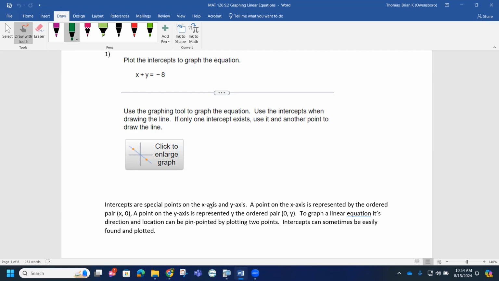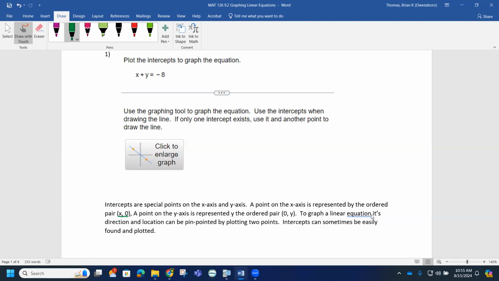Intercepts are special points on the x-axis and y-axis. A point on the x-axis is represented by an ordered pair (x, 0). So notice that if you're on the x-axis, the y value must be 0. A point on the y-axis is represented by the ordered pair (0, y). So notice again, if you're on the y-axis, the x value is 0.